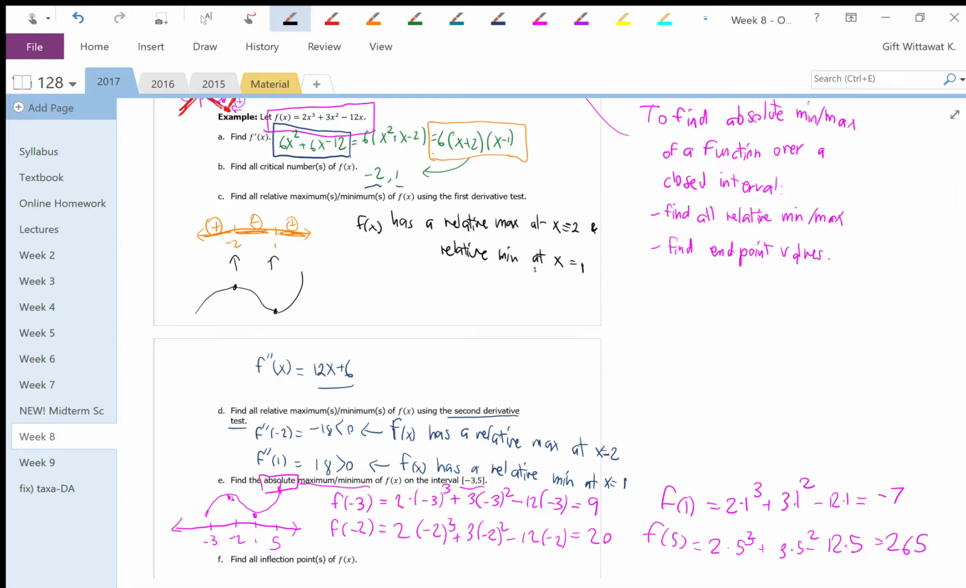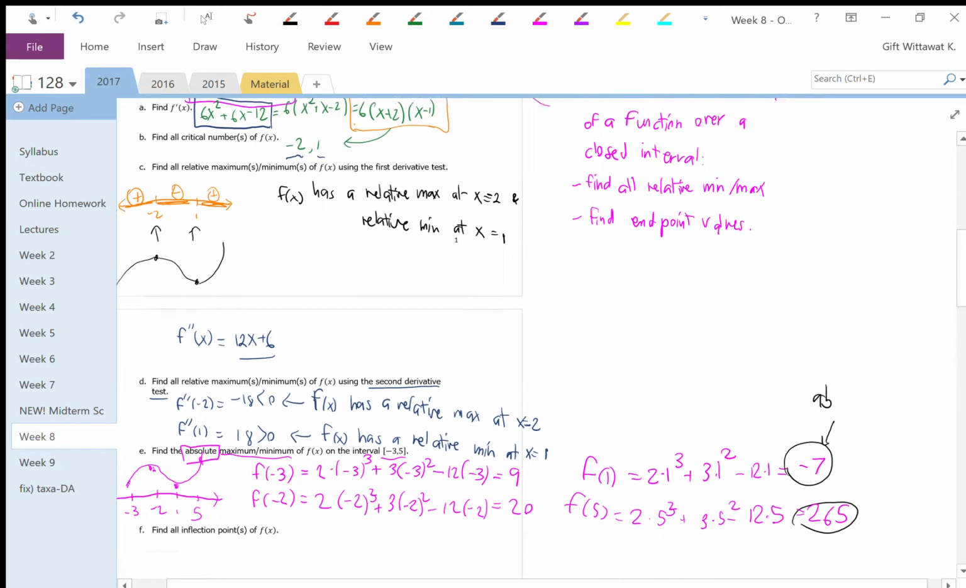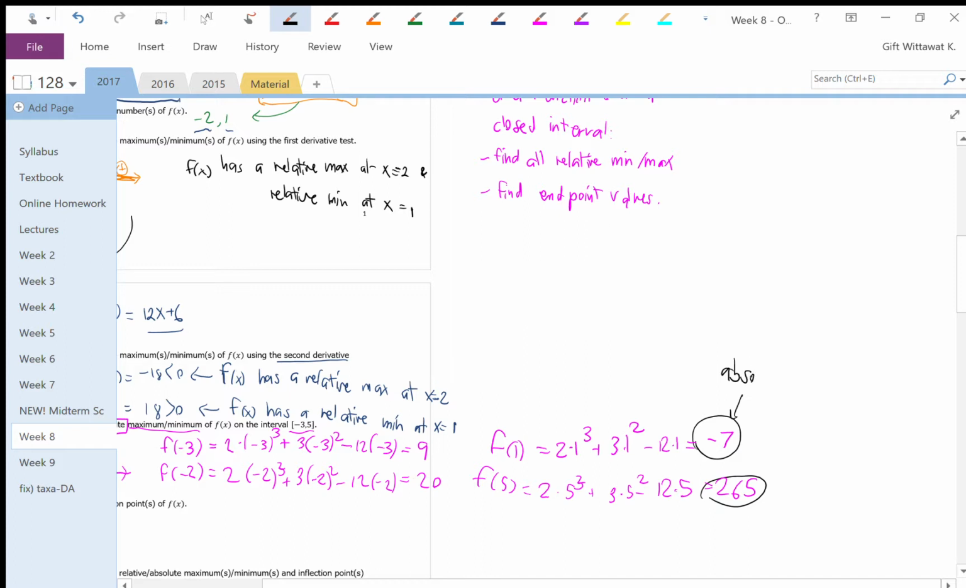So now I have 4 values that I have to compare. I have 9, I have 20, I have -7, I have 265. And it's easy to see the smallest of all is this guy. The biggest of all is this guy. So my function has an absolute min when x equals 1. So that means my absolute min is going to be this guy, and absolute max is going to be this guy.